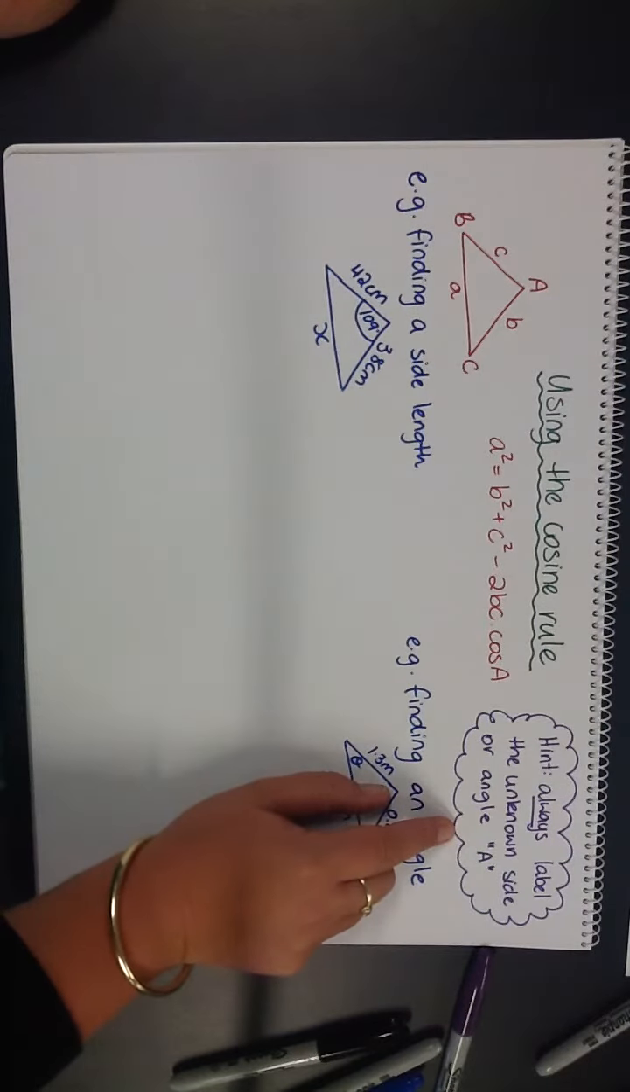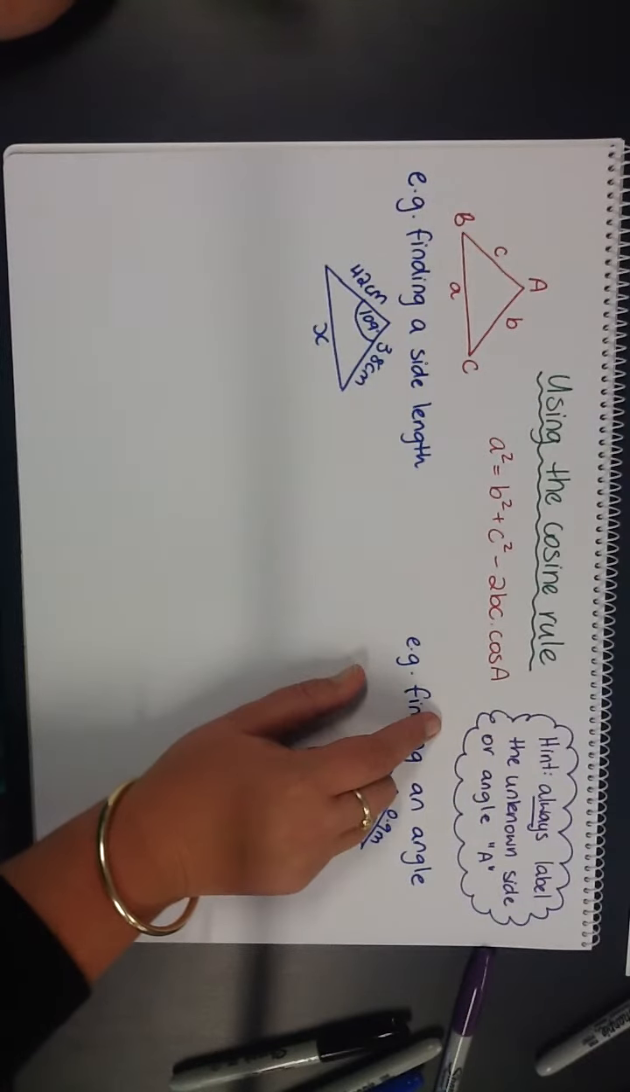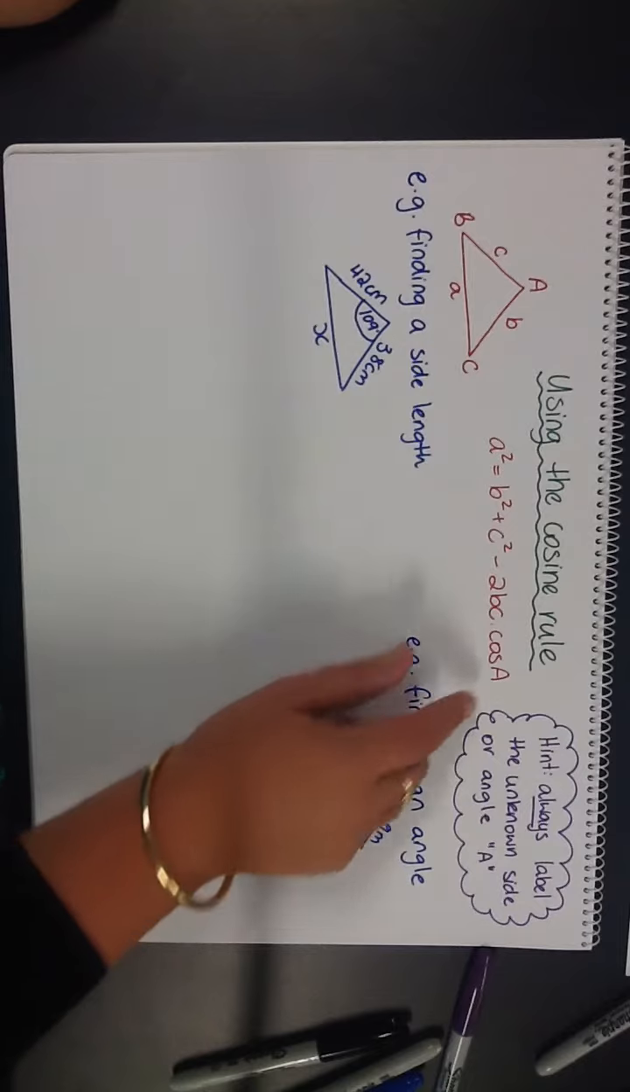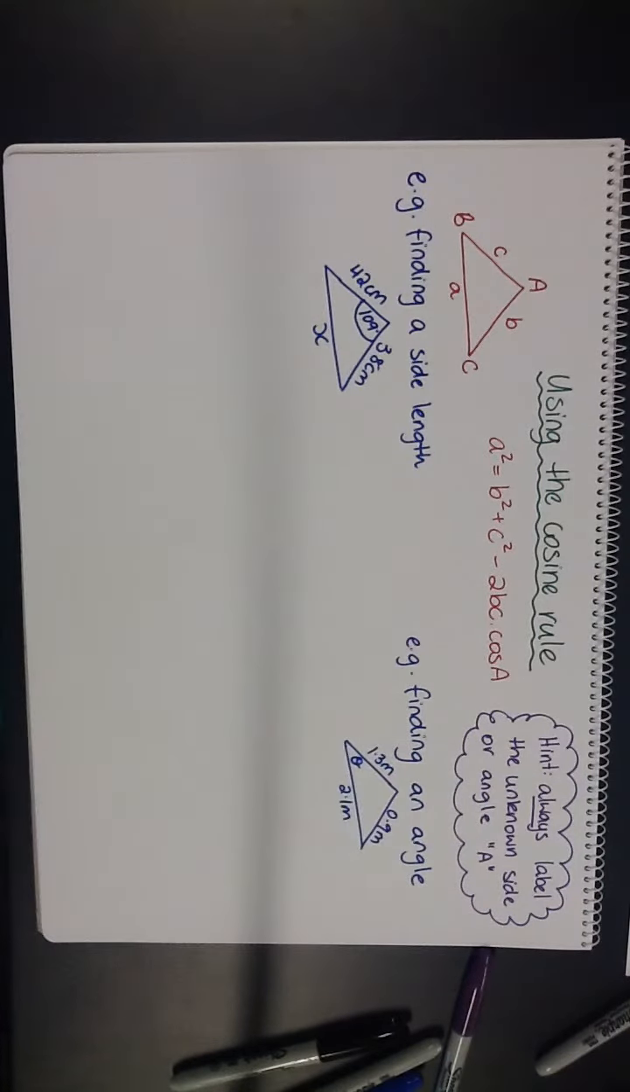Off to the side here, I've also got a little bit of a think bubble. To help you with the cosine rule, it's best if you always label the unknown side or angle, the thing that you are trying to find, with an A. If you do that, then this rule becomes much easier to use. If you try and label your unknown sides with a B or a C, the rule doesn't really work properly. So that's really important to remember. You're always labelling your unknown side with an A.